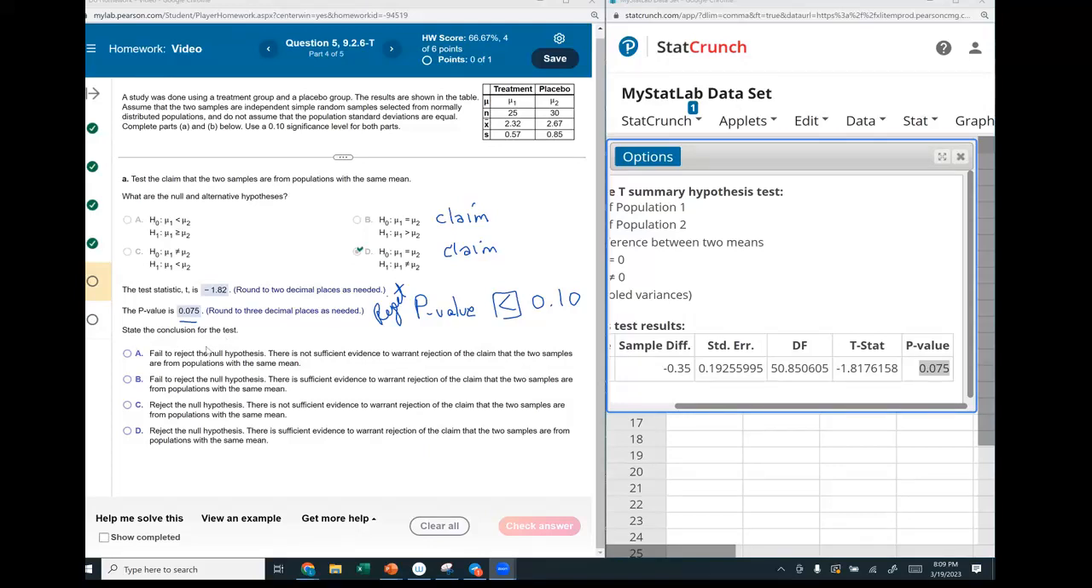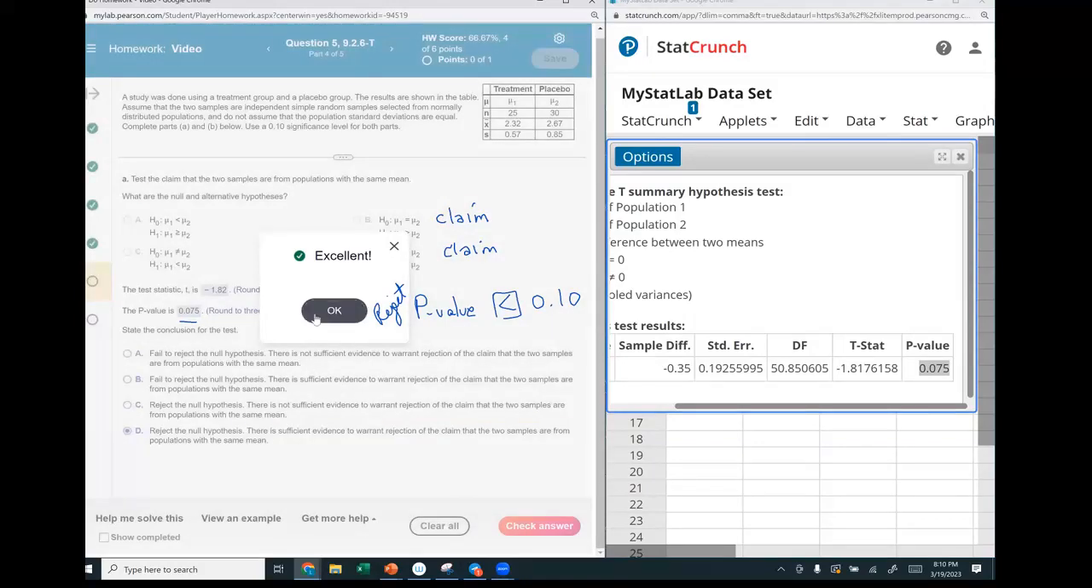State the conclusion for the test. So it's not fail to reject, it's reject. Reject the null hypothesis. We can only reject if we have sufficient evidence, right? So there is sufficient evidence to warrant rejection of the claim that the two samples are from populations with the same mean. We reject that. There we go.